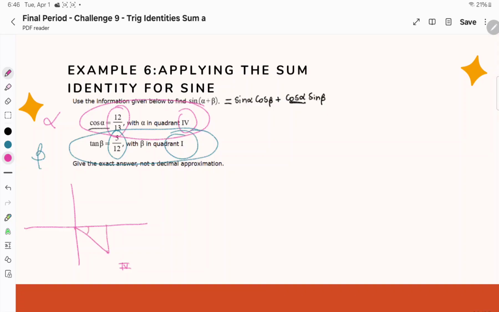And I draw my little triangle, and I know that the cosine is adjacent over hypotenuse. So it would be 12 here, and the hypotenuse is 13. And I need to find, I already have cosine of alpha, and I'm missing cosine of beta. So I'm gonna do it here. So using the Pythagorean theorem, I can find the opposite side.